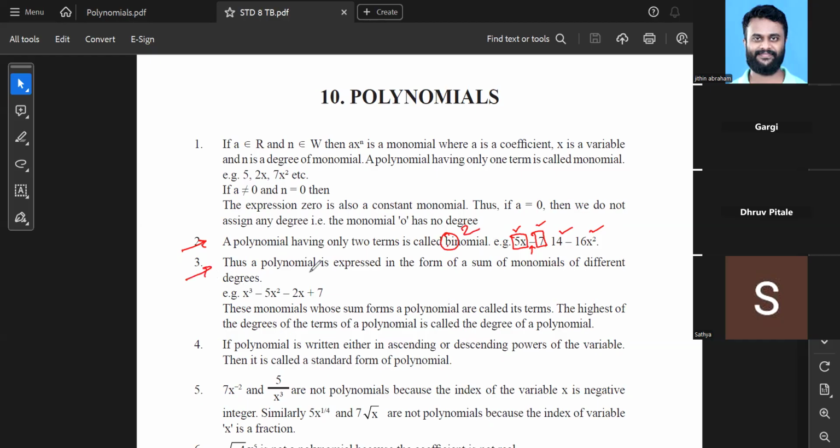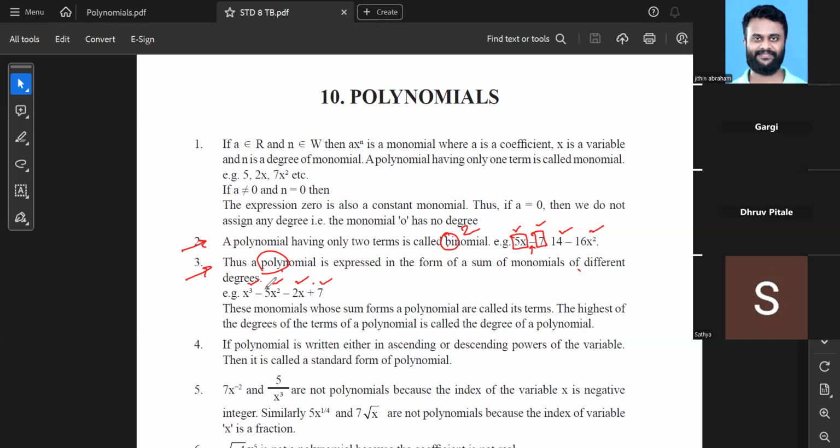Thus, a polynomial, poly meaning more than two, is expressed in the form of a sum of monomials of different degrees. For example, this is one monomial, this is another monomial, this is another, and this is another. So there are four monomials. If there were two monomials, we would have said binomial. But since there are more than two monomials, we call it a polynomial. So a polynomial is an equation or a function which has different monomials.